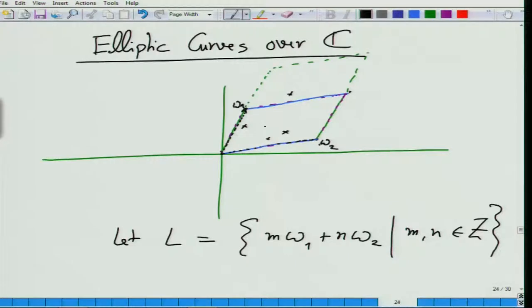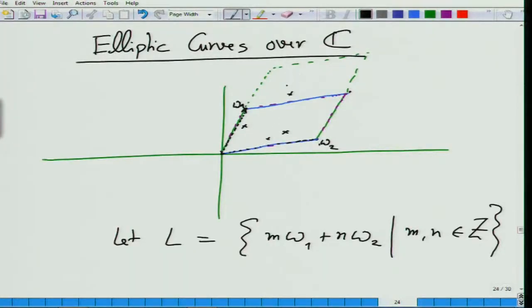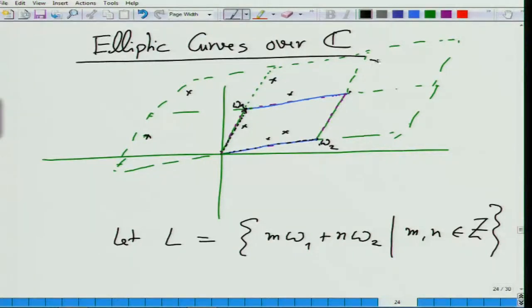One thing that becomes very obvious is that if this function, from complex number to complex number, has to make sense as a function from C slash L, then it has to be periodic. That is, whatever value it takes at this point, it must take the same value at all corresponding points in all the pieces here. So there is a two-dimensional grid here, each one has a corresponding point to this, and at each one of those points the function value will have to be the same. So this function is obviously a periodic function.